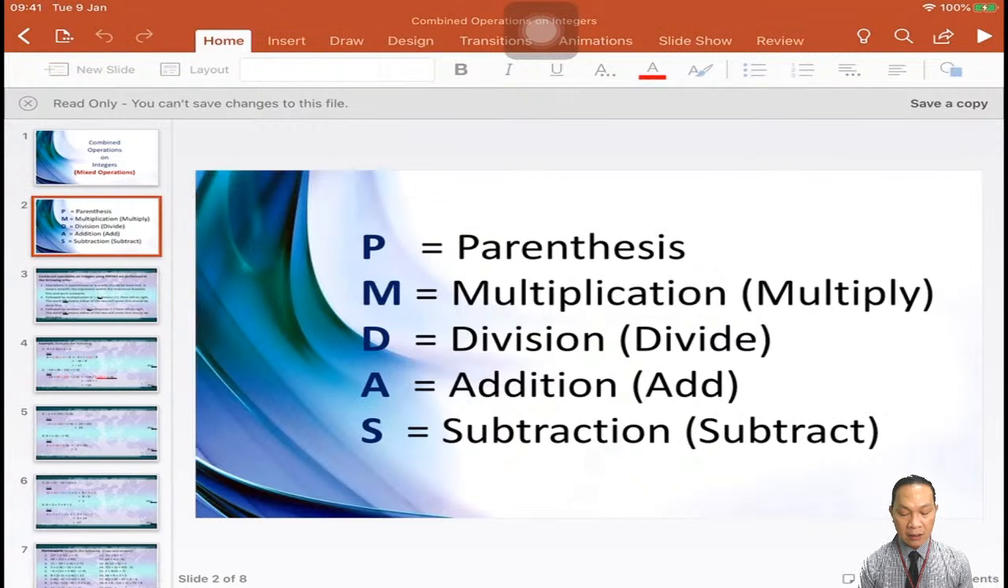All right. So PMDAS: P stands for parentheses or brackets sometimes, M for multiplication operation, or we multiply. D is for division operation, or we divide. A is for addition or add, and the last one is subtraction operation or subtract. So these are the things that we need to know to simplify or evaluate combined operations on integers.